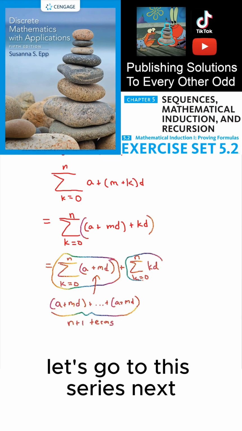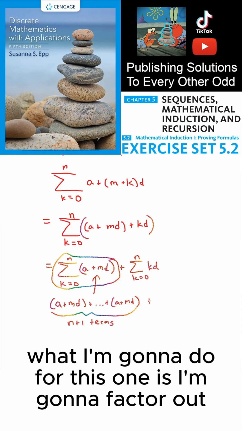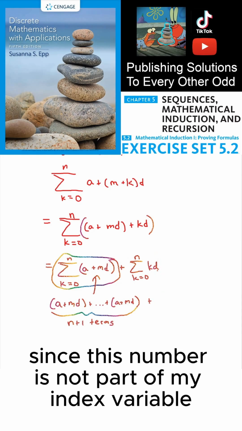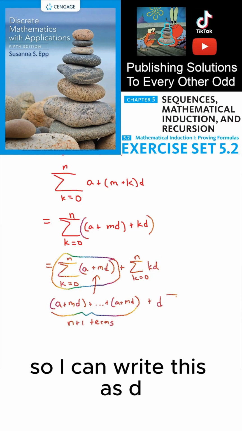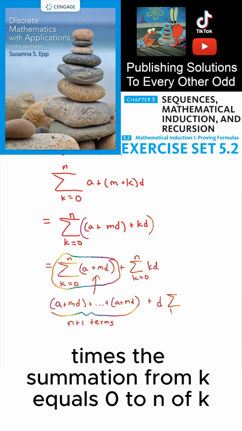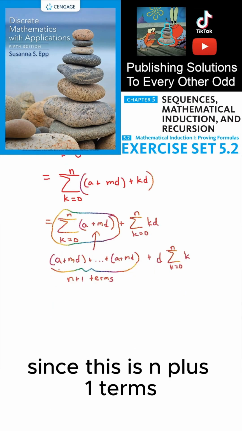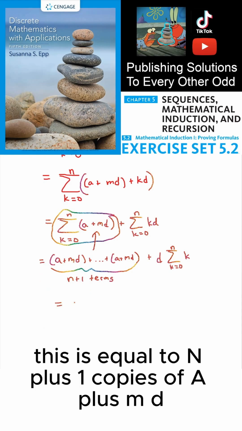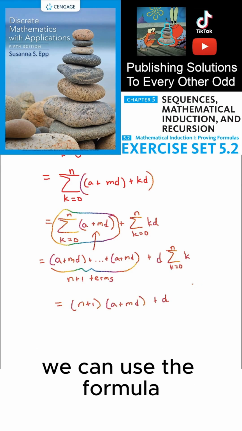Let's go to this series next. What I'm going to do for this one is factor out this number d, since this number is not part of my index variable. So I can write this as d times the summation from k equals 0 to n of k. And now we're almost done. Since this is n plus 1 terms, each being the same term, this is equal to n plus 1 copies of a plus md. For the other series, we can use the formula.